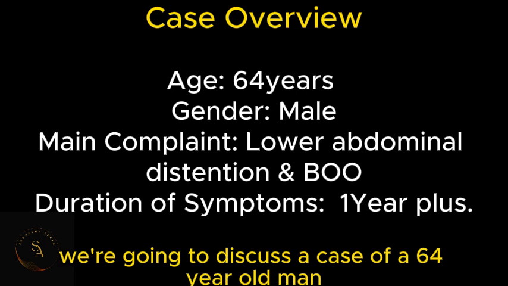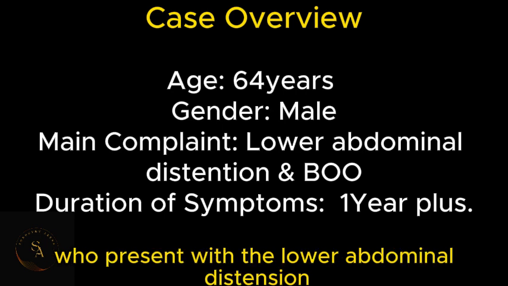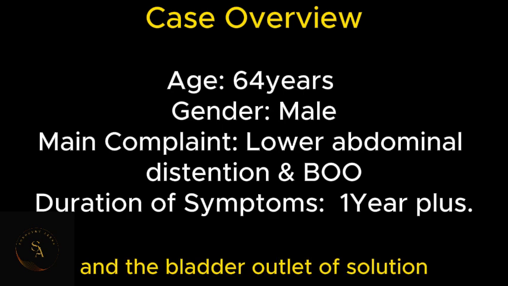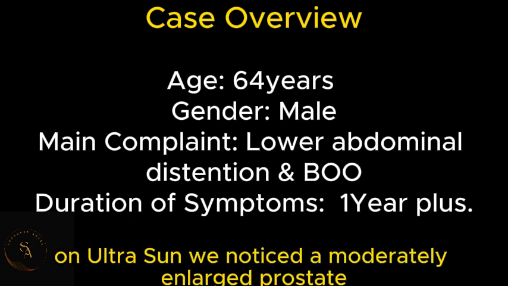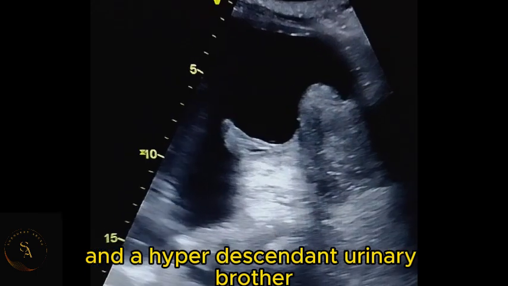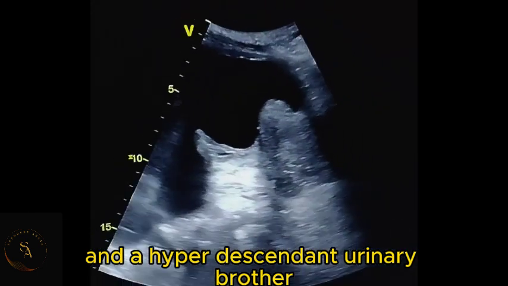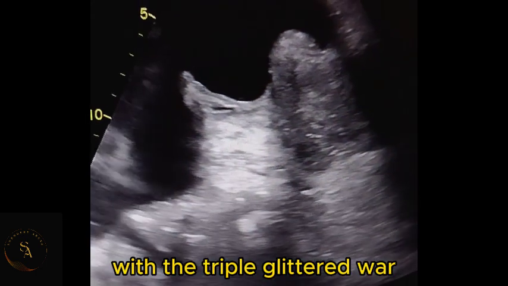Today on Sonography Arena, we are going to discuss a case of a 64-year-old man who presents with lower abdominal distension and a bladder outlet obstruction. On ultrasound, we noticed a moderately enlarged prostate and a hyperdistended urinary bladder with a trabecular wall.